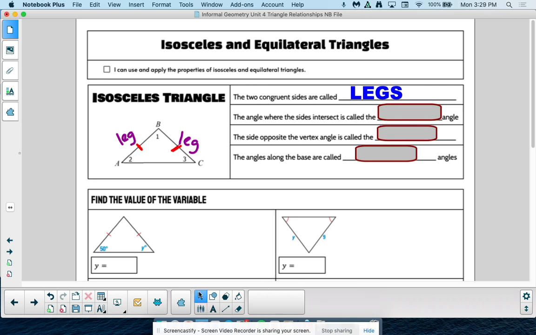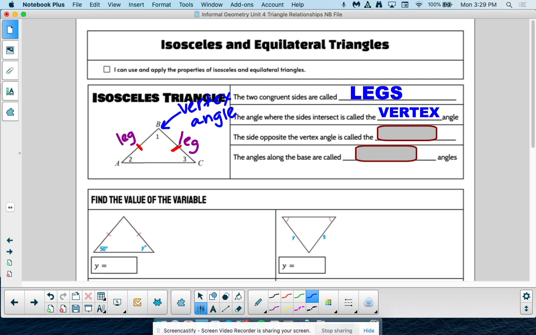Okay. The angle where the sides intersect is called the vertex angle. So where our two legs intersect is called the vertex angle. So that's actually angle B. You guys see that's where my two legs touch? That is our vertex angle. And will you please label these on your triangle too? I promise it will help you in the future.